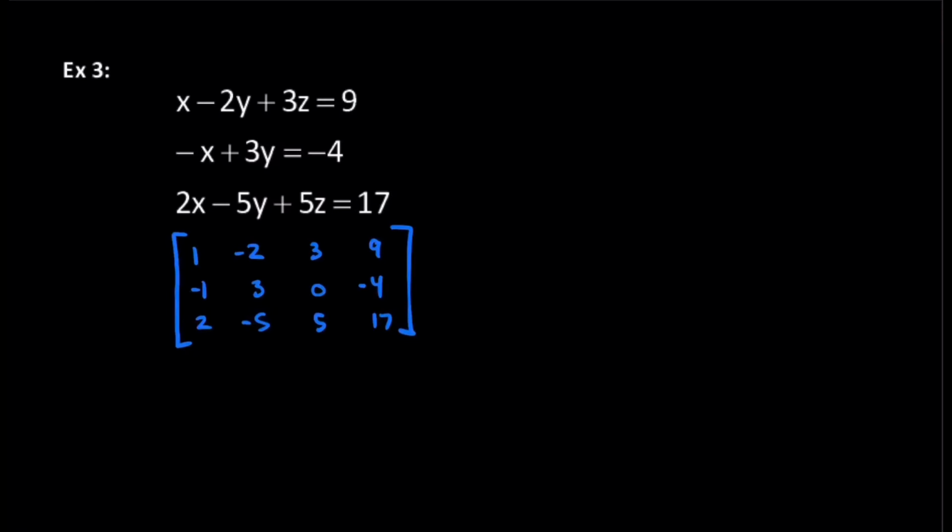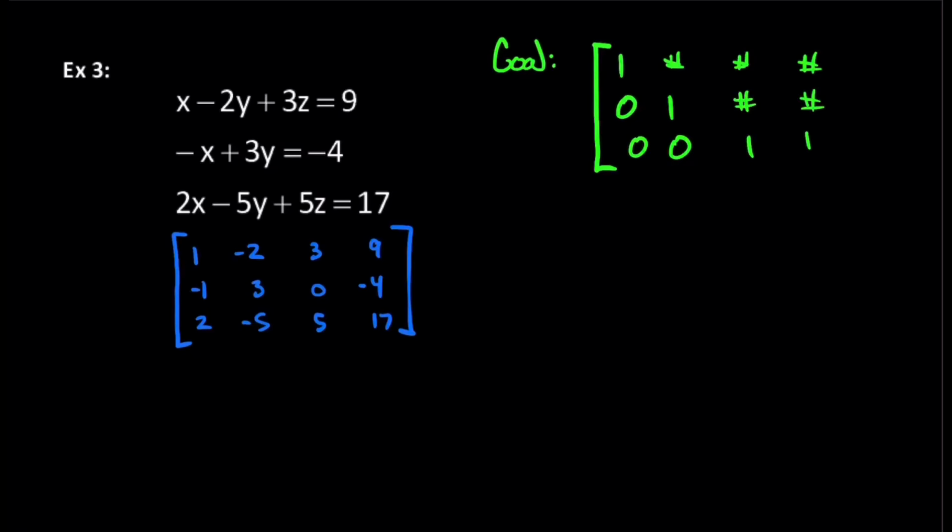So for this one, this is super important. This is the hardest one. My goal is going to be 1, number, number, number, 0, 1, number, number, 0, 0, 1, number. And follow the pattern. First, get a 1 there. Excellent. Already done. Great. Second, get this 0.